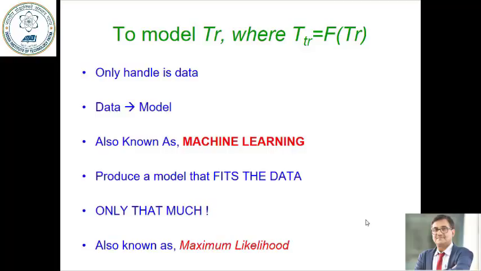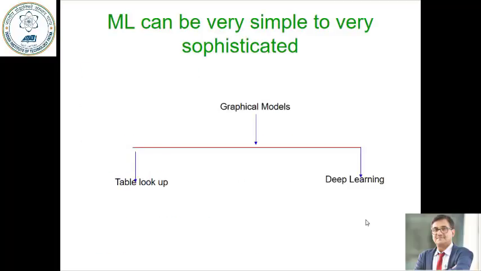So data gives rise to a model, and that is called machine learning. We produce a model that fits the data, and only that is the work that we can do. We cannot do anything else. We can fit a model to the data, and this is called maximum likelihood estimate, and that produces good behavior in unseen situations. And machine learning can be very simple to very sophisticated.